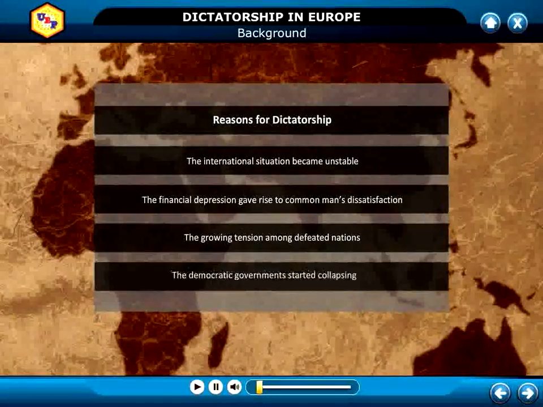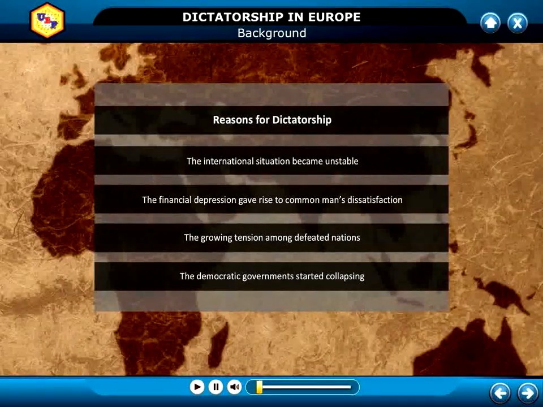Reasons for dictatorship. The international situation became unstable. The financial depression gave rise to the common man's dissatisfaction. There was growing tension among defeated nations. The democratic governments started collapsing.